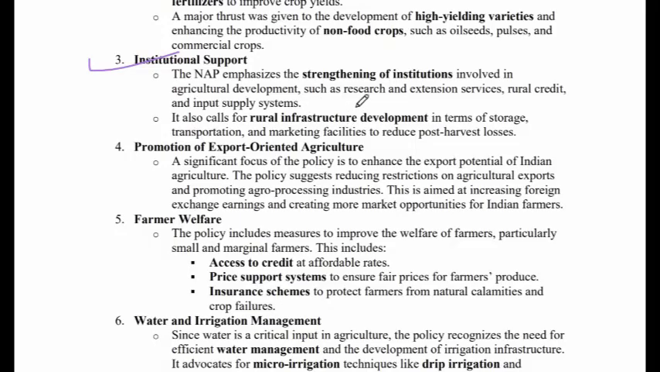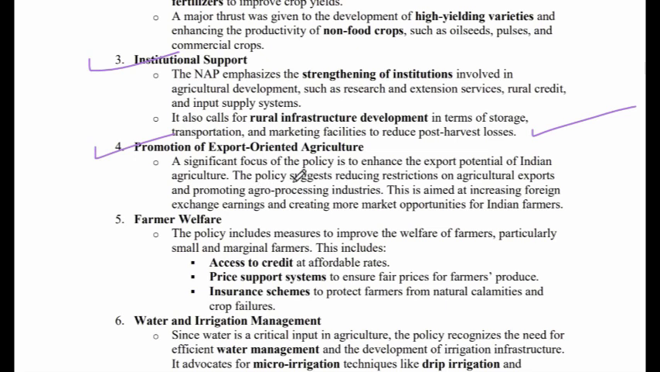Institutional support. NAP emphasizes the strengthening of institutions involved in agricultural development such as research and extension services, rural credit, and input supply systems. It also calls for rural infrastructure development in terms of storage, transportation, and marketing facilities to reduce post-harvest losses. It is also very important that the produce of the farmers is not lost due to damages or due to non-storage.